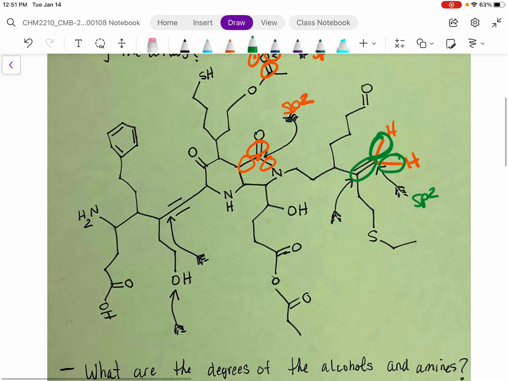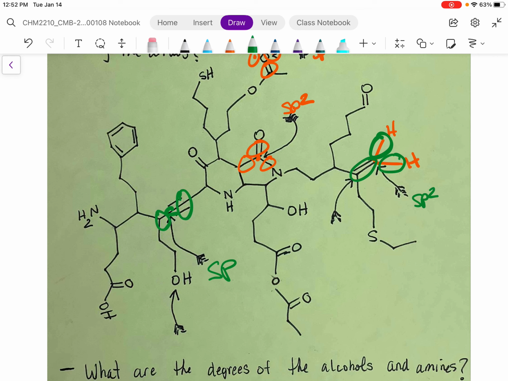What's the hybridization state of this carbon right here? sp, because you have the triple bond and then the single bond on the other side of it. There's only 2 groups, so that's sp. Now this alcohol right here, what's its hybridization state? Say it with some confidence, people. What is it? sp3.